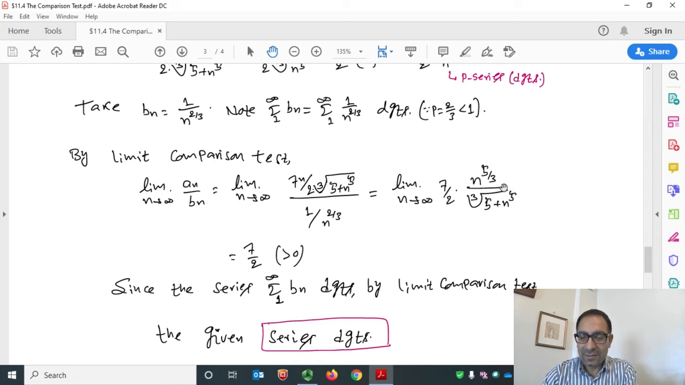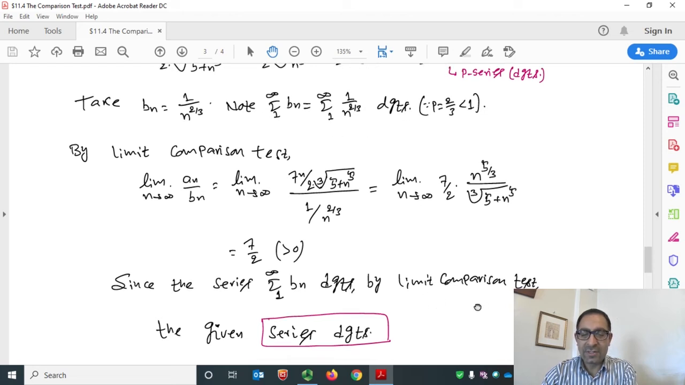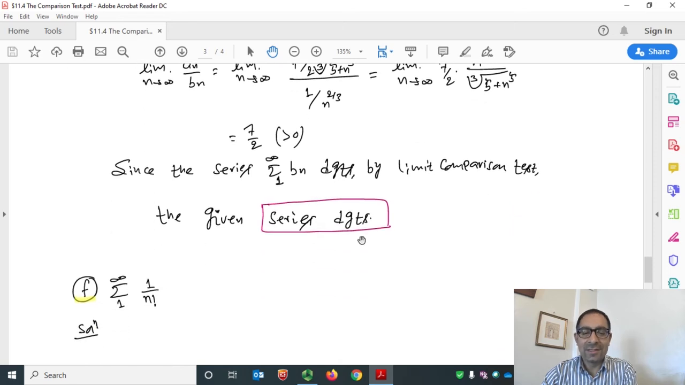And then from here, when you simplify and put this limit inside, this turns out to be 1. That means I have only 7/2, which is positive, and the series is divergent, because we already talked here being a p series. By the limit comparison test, the given series diverges. Great. So now let's move on.